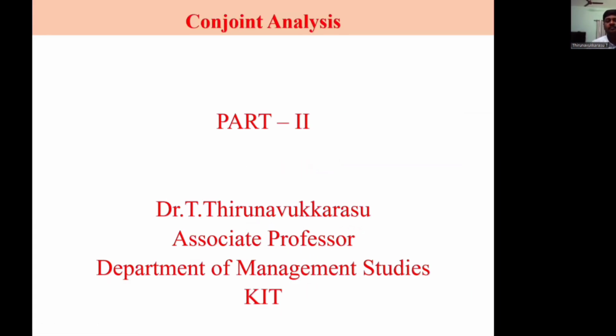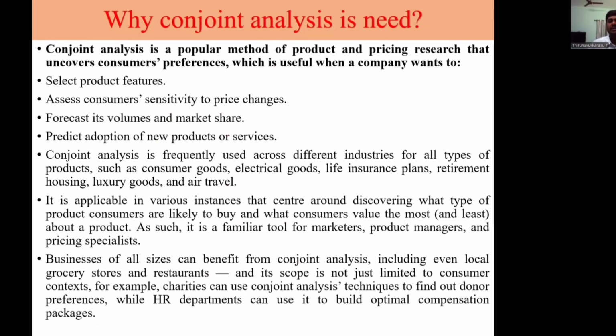This is about conjoint analysis part 2. Why is conjoint analysis needed? Conjoint analysis is a popular method of product or pricing research to uncover consumer preference, which is useful when companies want to select product features, update their product or services, change the pricing, increase the market share, or achieve quick growth. This is a major factor for the companies.